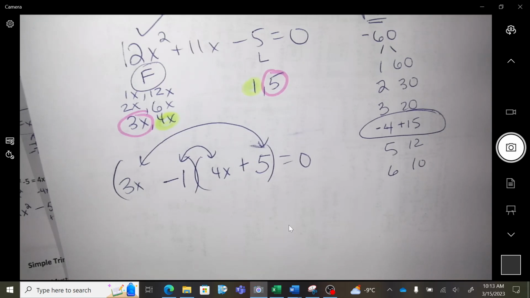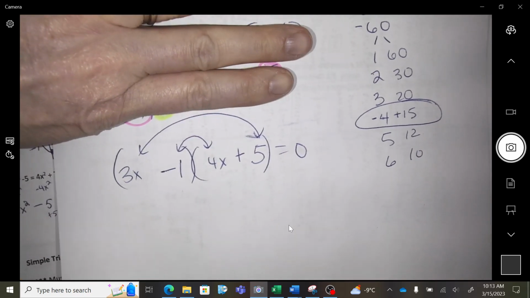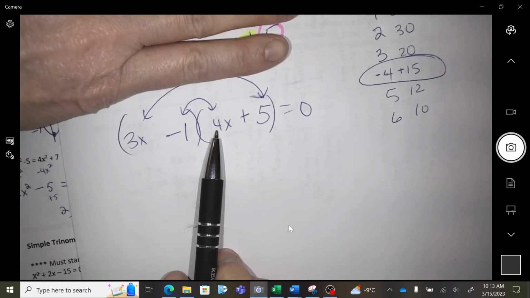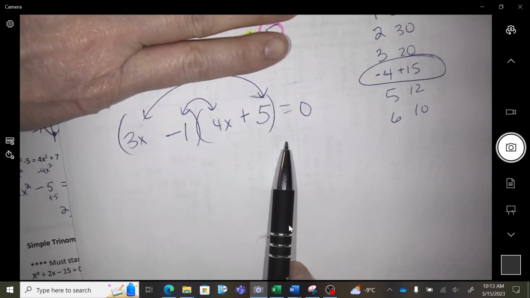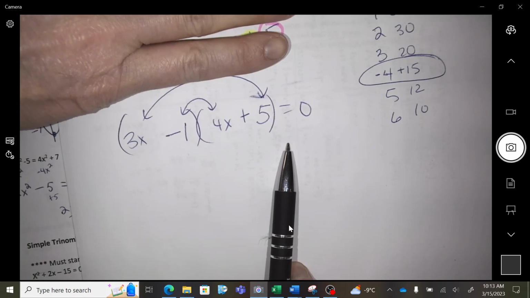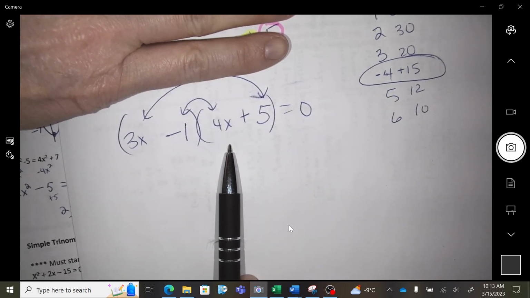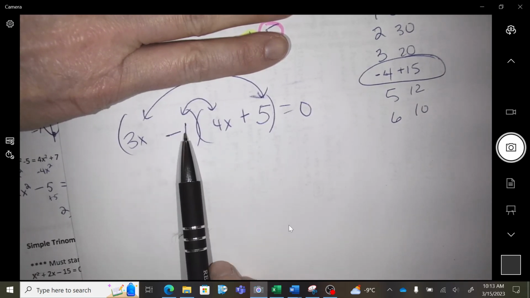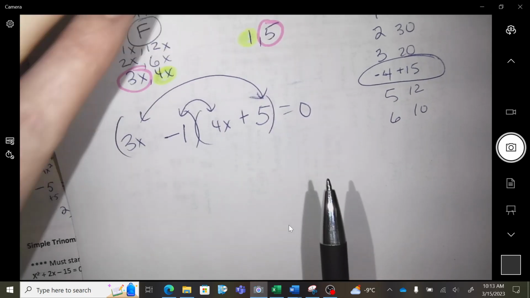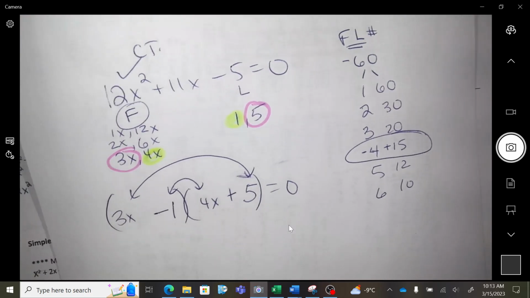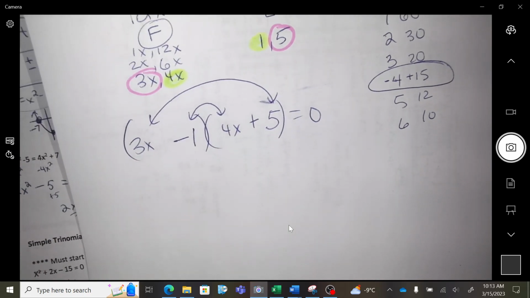Can you FOIL this out? If I just gave you this, how would you FOIL it? What's first times first? 12x squared. What's the outsides? Plus 15x. What's the insides? Subtract 4x, which makes 11x. What's the last? Negative 5. So that makes that.